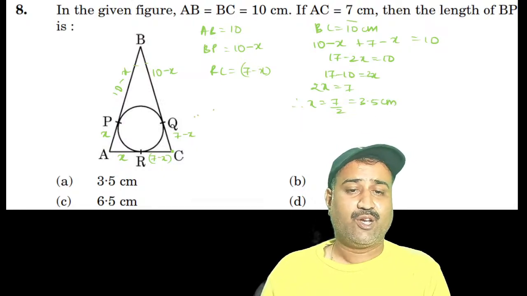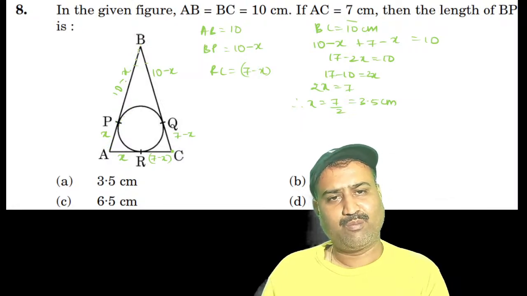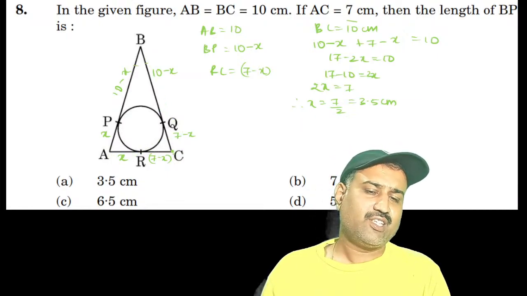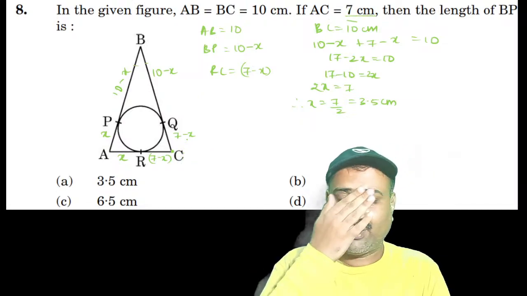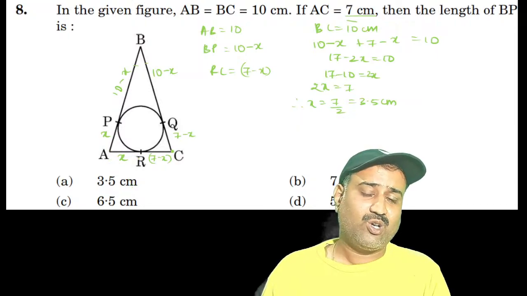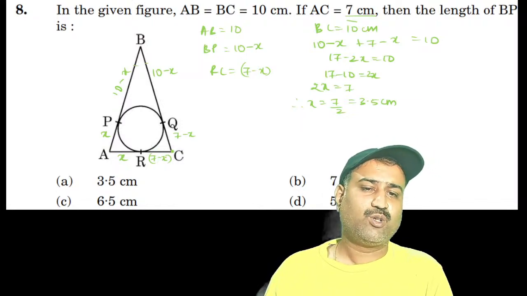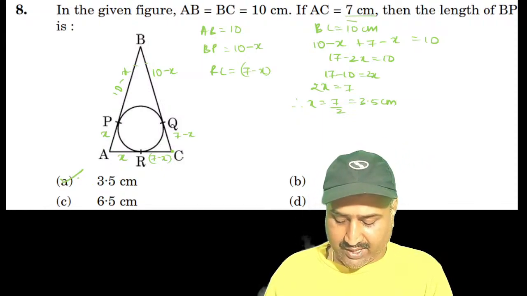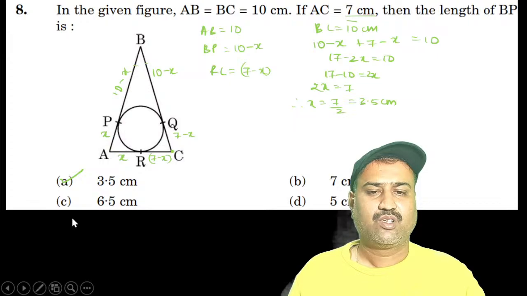Very easy question. Remember, I assumed AP as x. Therefore, BP is equal to 10 minus x. BQ is also 10 minus x. Since AC is 7, it is given AC is 7 here. If AR is equal to x, therefore RC is equal to 7 minus x, right? RC is equal to 7 minus x. Therefore, QC is also 7 minus x. A very simple question, but it takes time here as usual. Be careful with this.